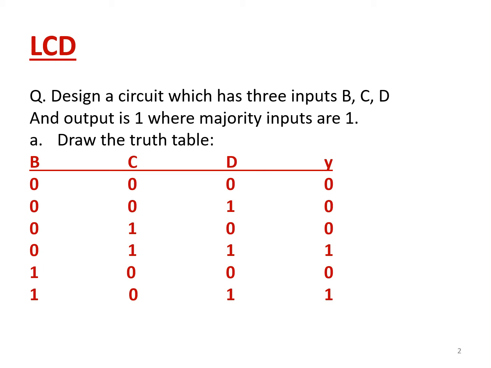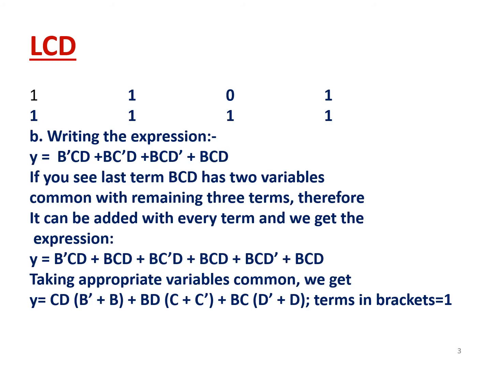So if you can see, only two rows are here in which the majority inputs are 1. One is the fourth row and the other is the sixth row, and you write down 1. For all others it is 0. Here the 7th and the 8th, again it is 1 1.